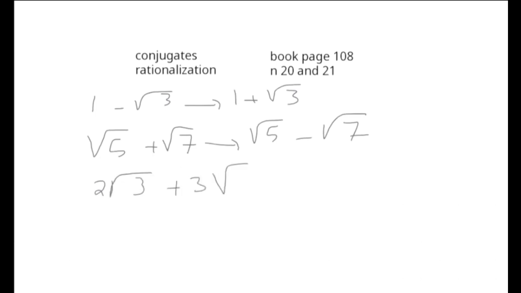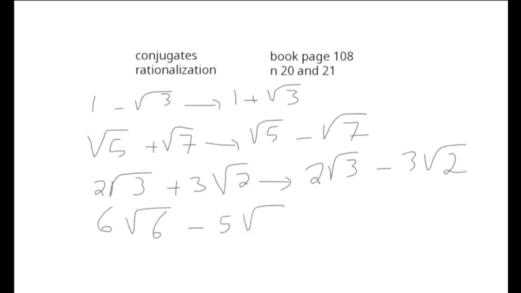What is the sign here? What do you have as sign? Plus. So, to write the conjugate, we have to keep 2 radical 3 and change the plus into minus 3 radical 2. Now, what is the conjugate of 6 radical 6 minus 5 radical 5? So, what is the sign? The sign is minus. So, we need to change the sign into plus to have the conjugate.